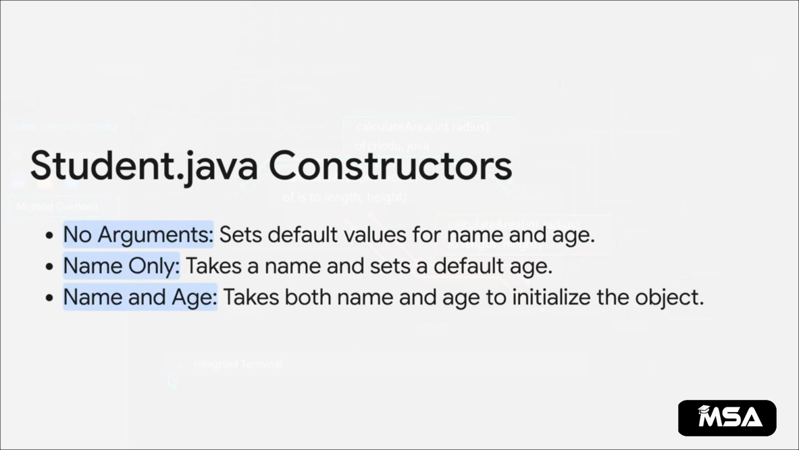And here's what that looks like in the code. See that first constructor, Student with empty parentheses? If we call that, it just sets up a default student with the name Unknown and age 0. The second one takes a name, so it sets the name we provide, but keeps the age at a default of 0. And finally, the third one lets us provide all the info right up front. This is great because it guarantees our objects are always created in a valid state no matter what info we start with.